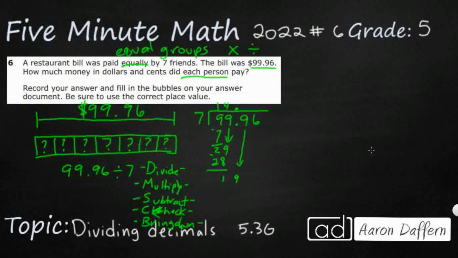Start all over. 7 divides into 19 twice. 2 times 7 is 14. Subtract. That's 5. Is 5 smaller than 7? Yeah, it's kind of close, but it is. So we checked it, and then we're going to bring down. This is our last one, because that's the last digit we've got here.